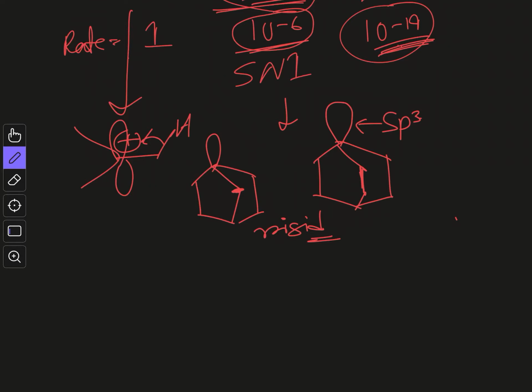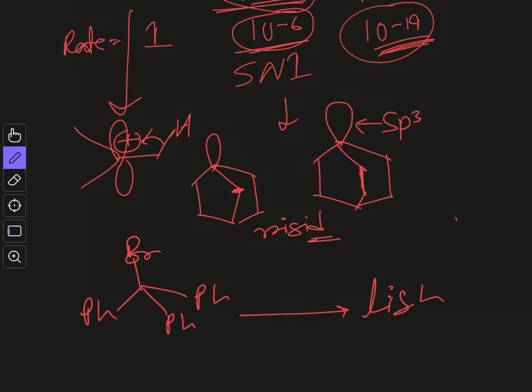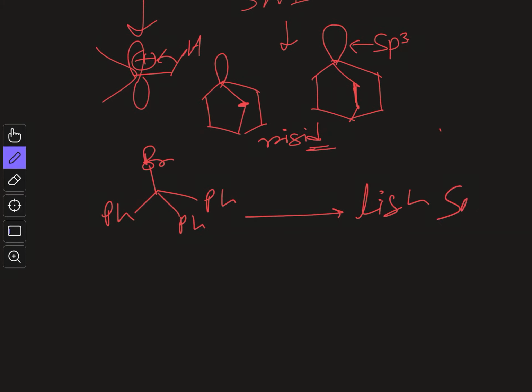Another similar kind of example is this one. Let's say you have this substrate with 3 phenyl groups and bromine over here, and this will show a very high rate of SN1 reaction. So this is all about SN1 reaction. But another similar looking substrate may be this one. Let's say you have this, and in this case these are aromatic rings.